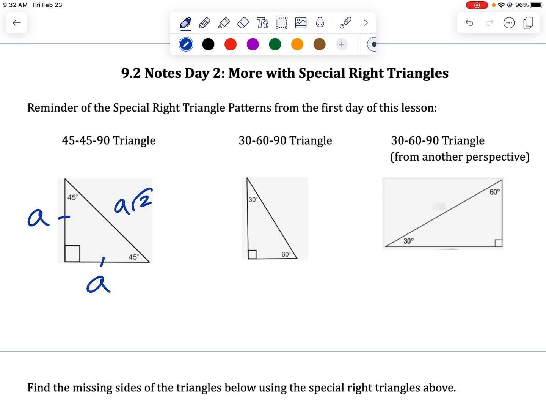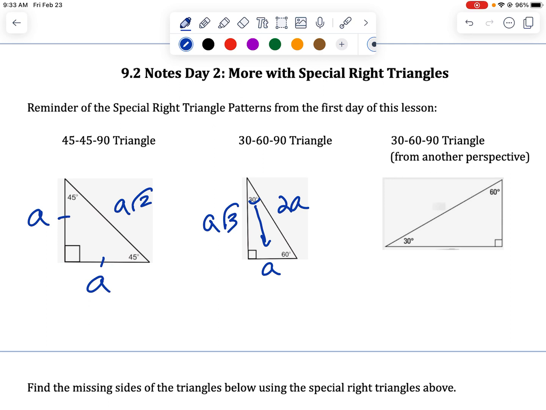Our 30, 60, 90 was a little bit different. Still, across from our 30-degree angle is A. It's very important that you realize that A is across from the 30-degree angle, because then across from 60 is A root 3, and our hypotenuse is 2 times A. The sides' relationship to their angles, whatever angle they're across from, is very important in our 30, 60, 90.